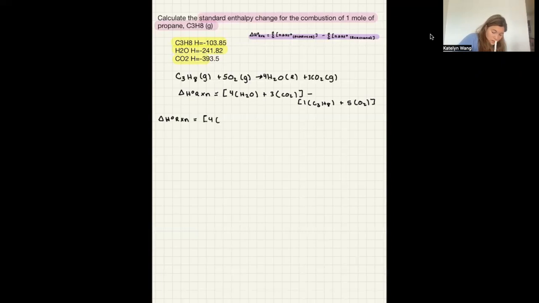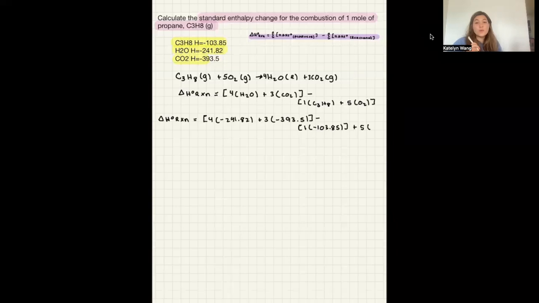4 times negative 241.82 plus 3 times negative 393.5, and then we're going to subtract 1 multiplied by C3H8, which is negative 103. And then we're going to add 5 times O2.